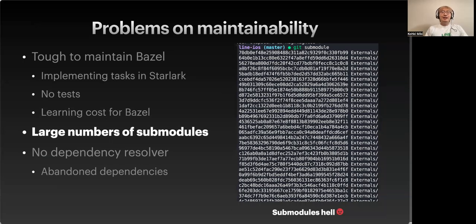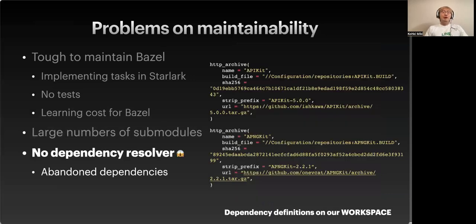Some dependencies are integrated by submodules. A lot of submodules spoil developer experience. Furthermore, surprisingly, there is no resolver for version constraints. When we aim to update dependencies, we need to resolve constraints by hand. As a result, it is difficult to update dependencies. So many dependencies are abandoned.